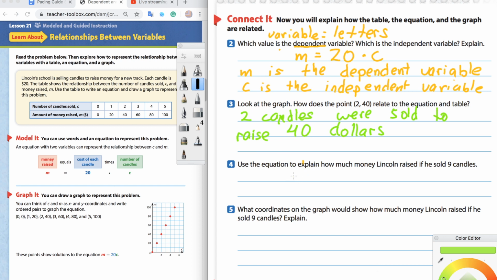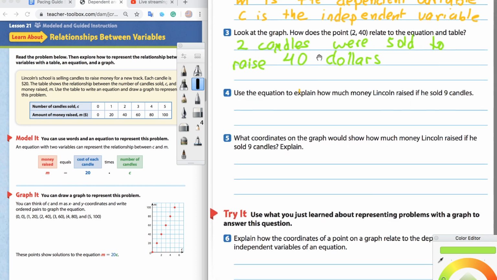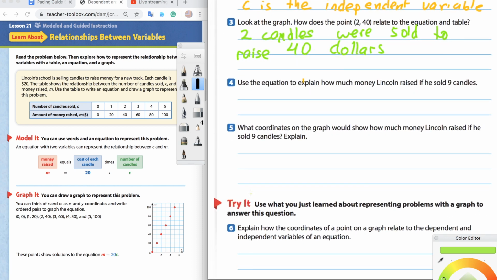Now let's look at part number 4. Now raise it up a little bit. Use the equation to explain how much money Lincoln raised if he sold 9 candles. So this is our equation, 20 times C. So this guy sold 9 candles. That C is going to turn into a 9. So it's not going to be a C anymore. It's going to be the 9 candles they sold. That means that the money raised would be 180.